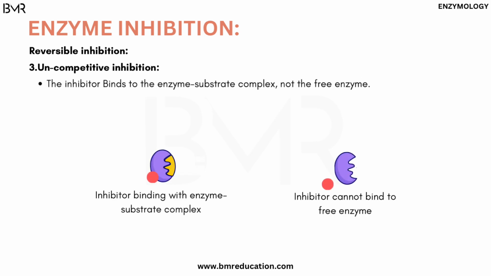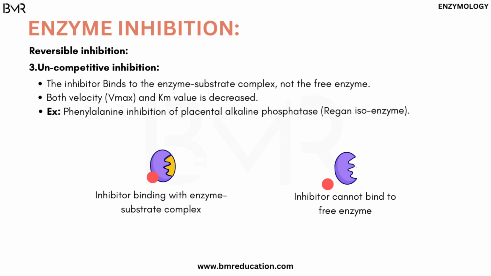Uncompetitive inhibition. Here the inhibitor binds to the enzyme-substrate complex, but not the free enzyme. Here both Vmax and Michaelis constant value are decreased. It is seen in phenylalanine inhibition of placental alkaline phosphatase.